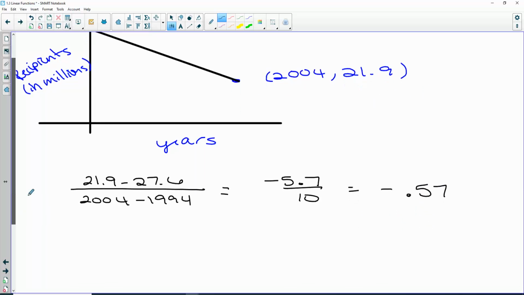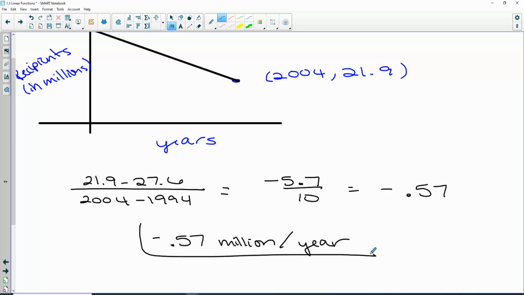Okay, but I asked you to include a label on this. So my numerator, 21.9, 27.6, what did those numbers represent? Million. Okay, per my denominator here. So why is this one negative? Yeah, it's going down, it's decreasing every year. Any questions there?